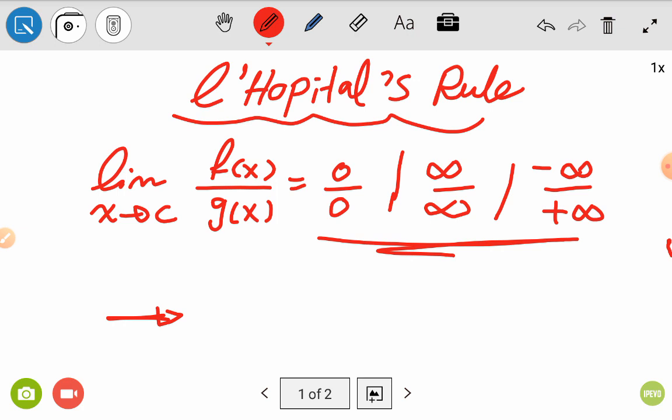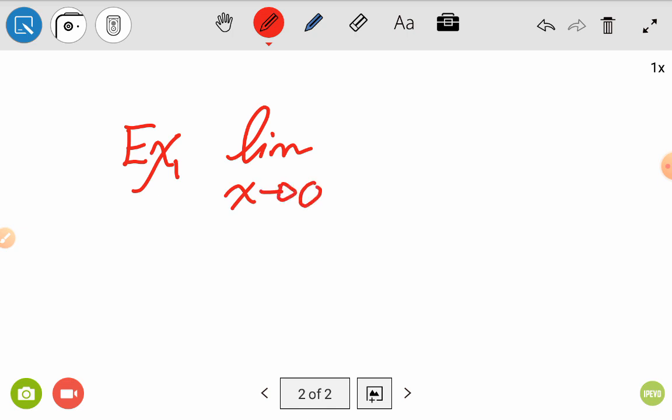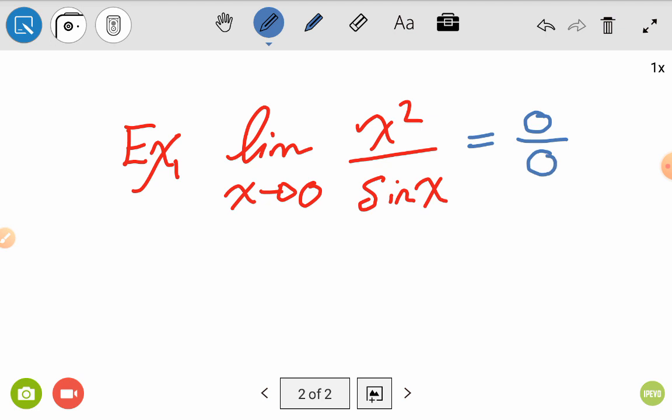Let's see one example here, how to use L'Hopital's rule to find the value of a limit. Example 1. Find the limit as x approaches 0 of x squared over sine x. First of all, when you see a question asking you for the value of a limit, you use direct substitution. I know that you know this step. Let's apply the substitution: 0 squared, which is 0, over sine 0. All of us know it's 0.